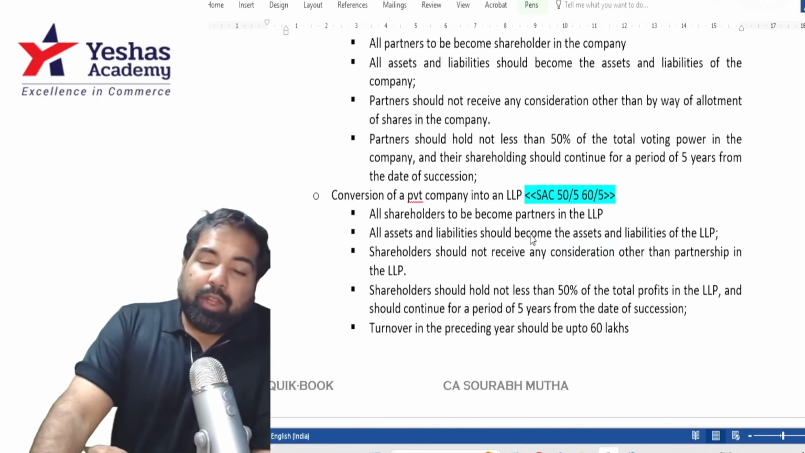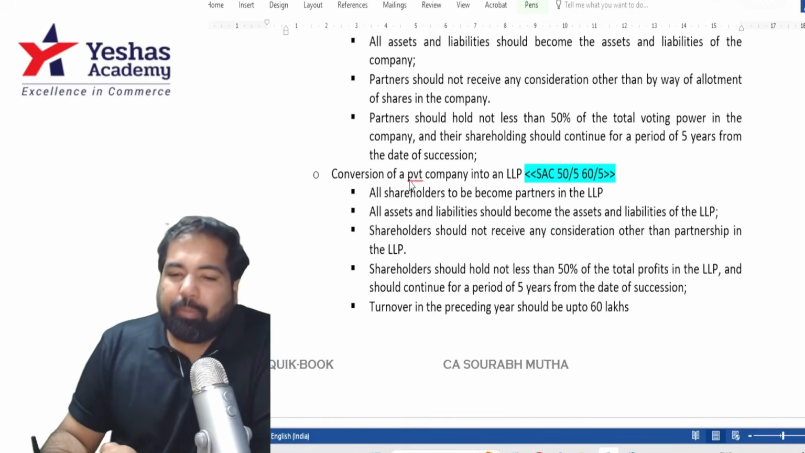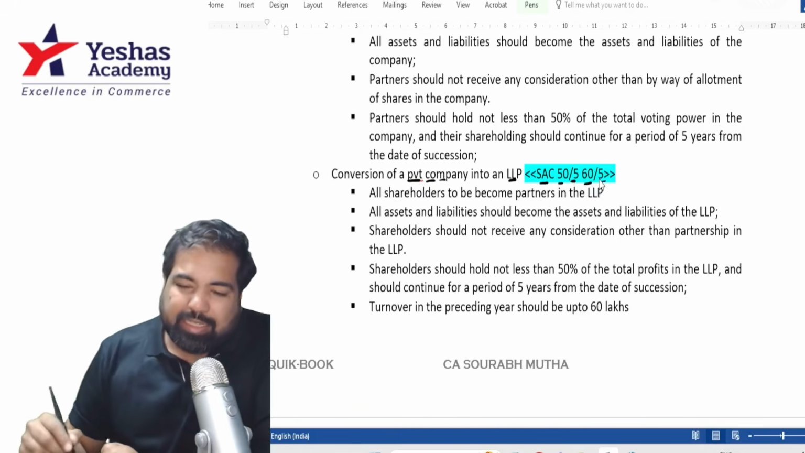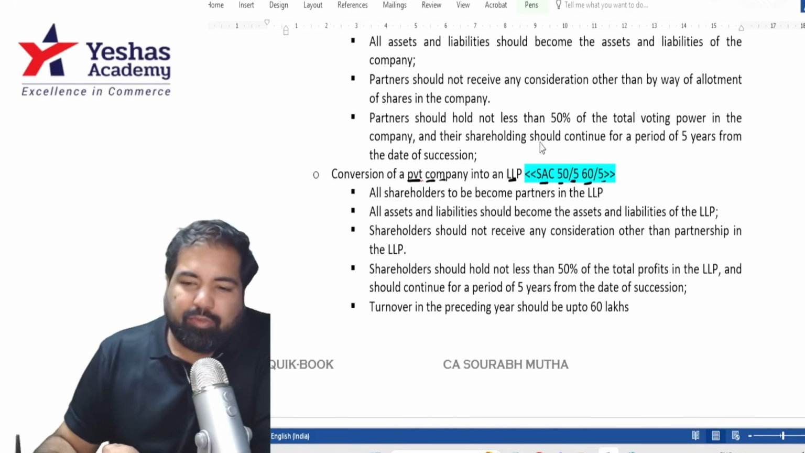And now, guys, what if the reverse happens? What if a private limited company is converted into an LLP? Here, the shortcut is section 47. Let's talk about what it says.